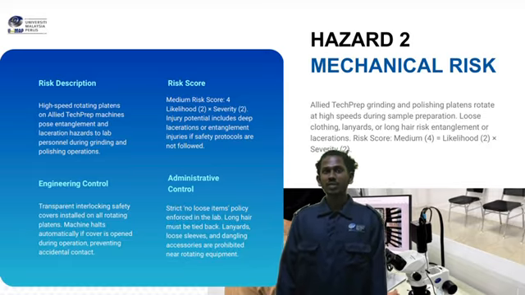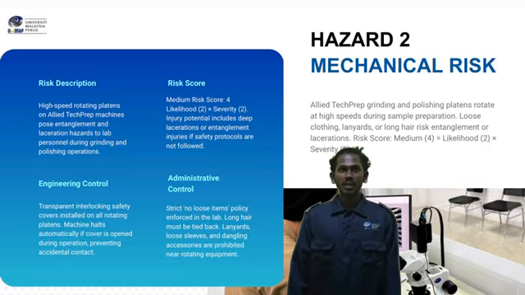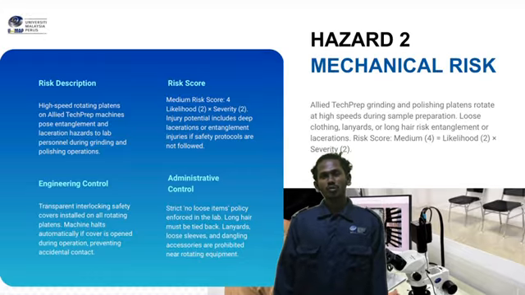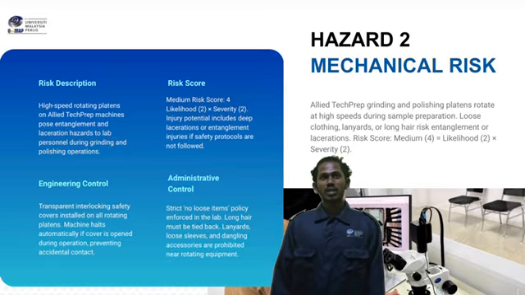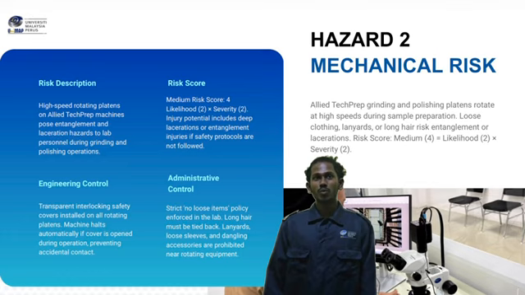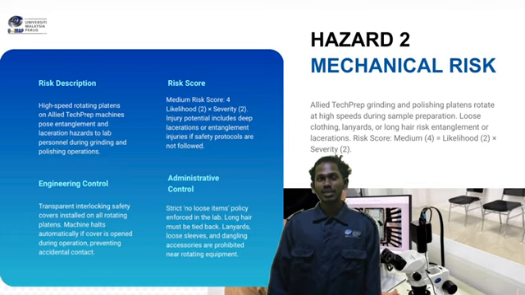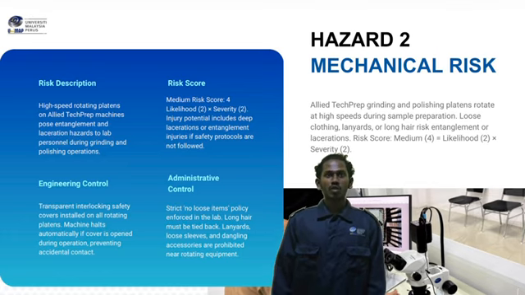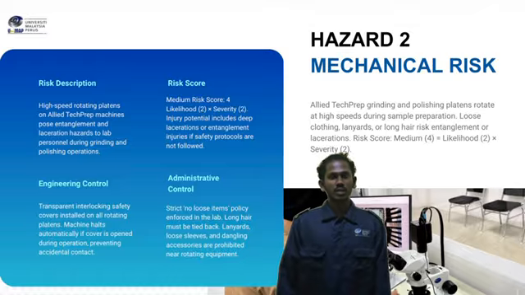For the risk assessment, the hazard is classified as medium risk, with a score of 4, calculated from likelihood of occurrence, which is relatively low when procedures are followed. The consequences can still be significant if contact with the rotating parts occurs.